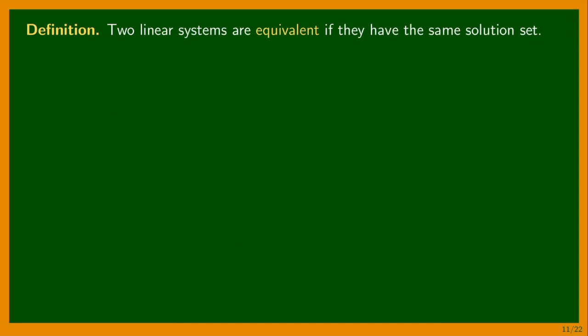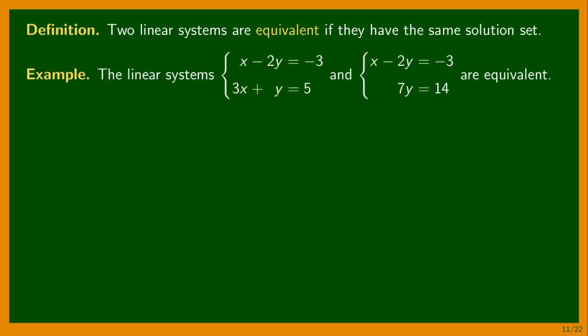So two linear systems are considered equivalent if they have the same solution set. It is possible that two linear systems may actually look different, but when you look at the solutions, they have the same solution set. For example, these systems of equations, 2 by 2. They are both 2 by 2. This one looks like it has only one unknown, but actually it has two unknowns too. The coefficient of x is just 0. You can consider it that way.